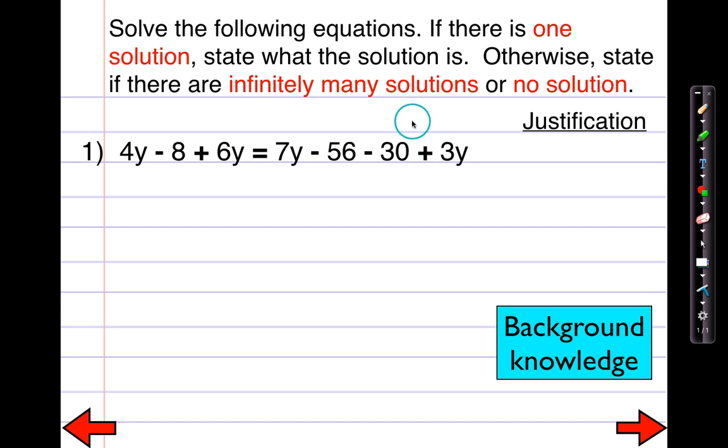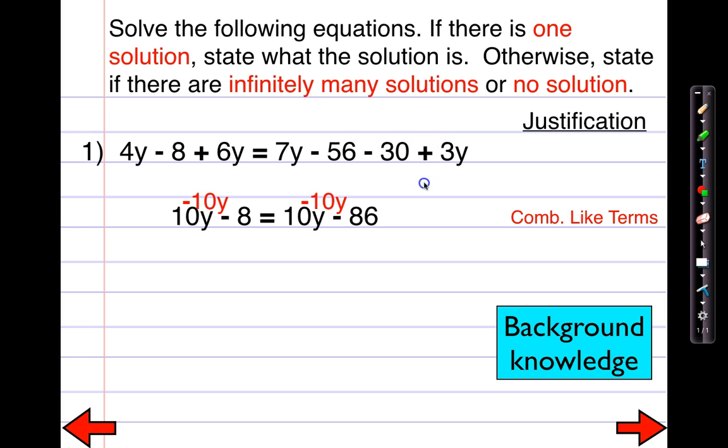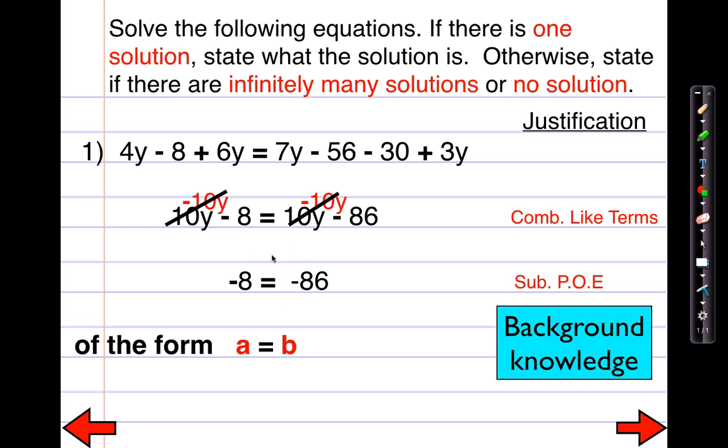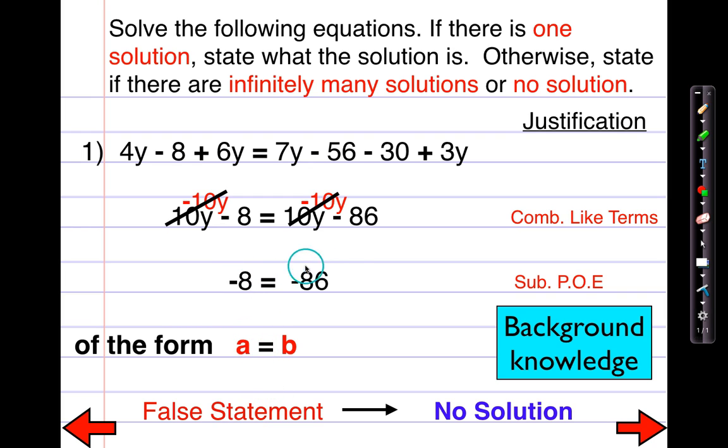So let's just recall from a previous lesson what it looks like when we end up with something like this. First, I want you to understand if we end up with a statement like this, which is false, -8 does not equal -86, then I would say this is no solution, okay, because it's in the form of A equals B, which is not true. -8 does not equal -86.